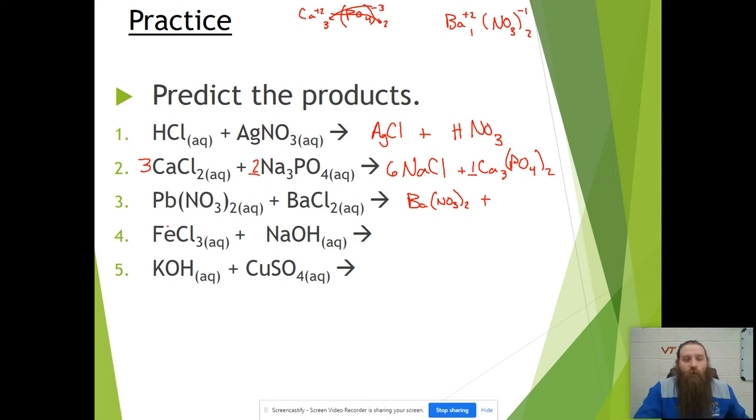Now, lead's a transition element, so I have to figure out its charge by uncrossing. There's a 1 right there, and that matches the -1 that should be on nitrate. So that +2 must be the charge. So I have Pb +2. And then I'm going to put it together with chlorine, which is -1. So I'm going to have, that should be a P.